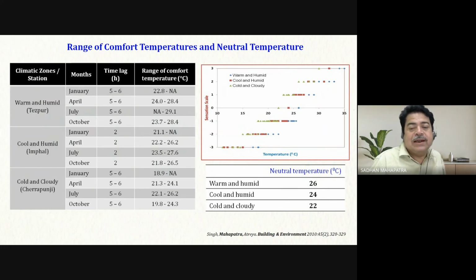Now you can see that these numbers are different. That means in Shillong, people will feel comfortable at 22 degrees centigrade, whereas in Tezpur, people will feel comfortable at 26 degrees centigrade. So your comfort temperatures are not constant or the same in all the climatic zones. The comfort temperature will also depend on which climatic zone you are discussing.